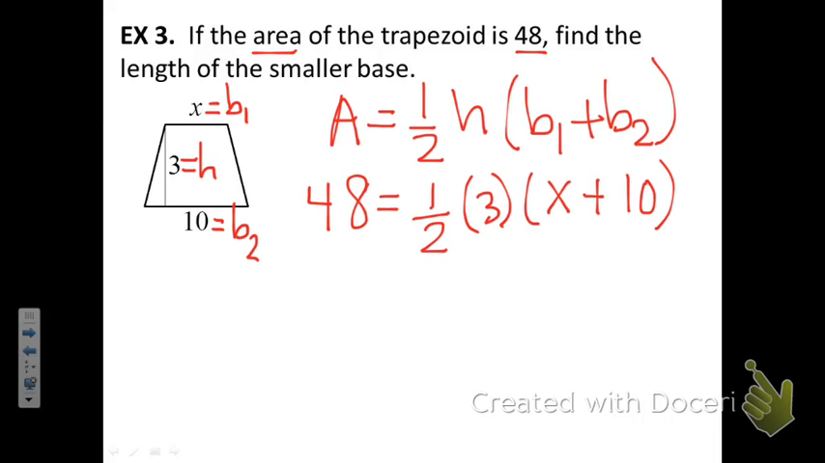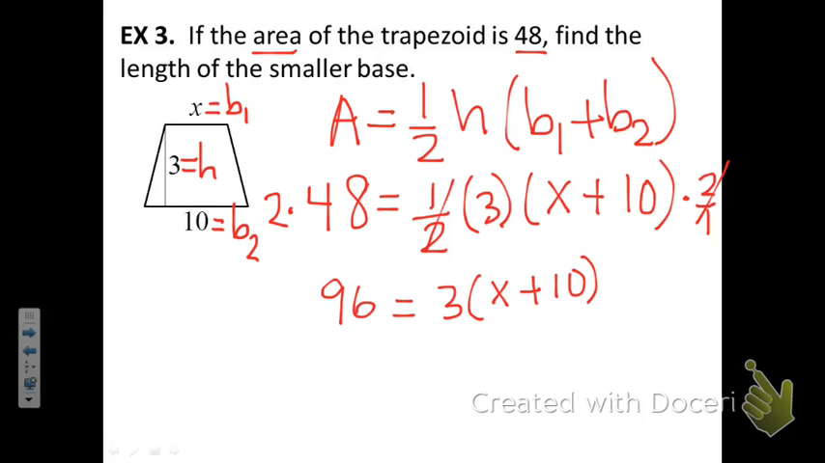So, to start off with, we want to get rid of that 1/2. To get rid of that 1/2, we're going to multiply both sides by 2 over 1. And when we do that, these 1/2s will divide out, and you're left with 3 times x plus 10. I'm going to have you guys practice the distributive property with this one here shortly. 2 times 48 on the left side is 96.